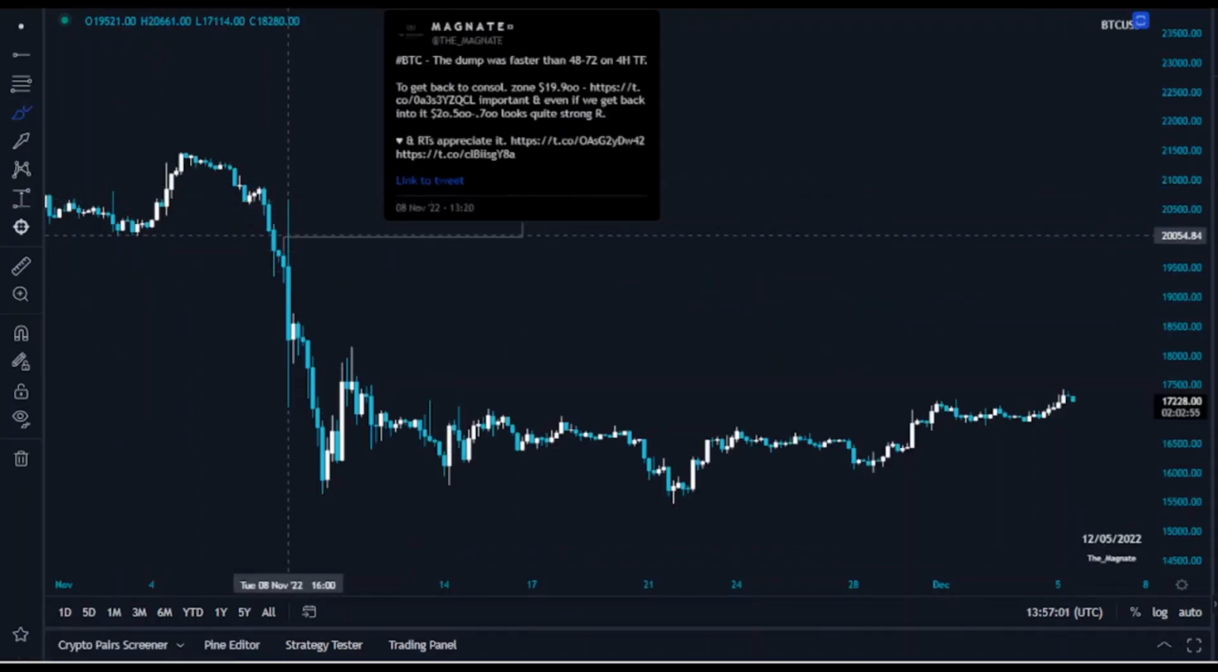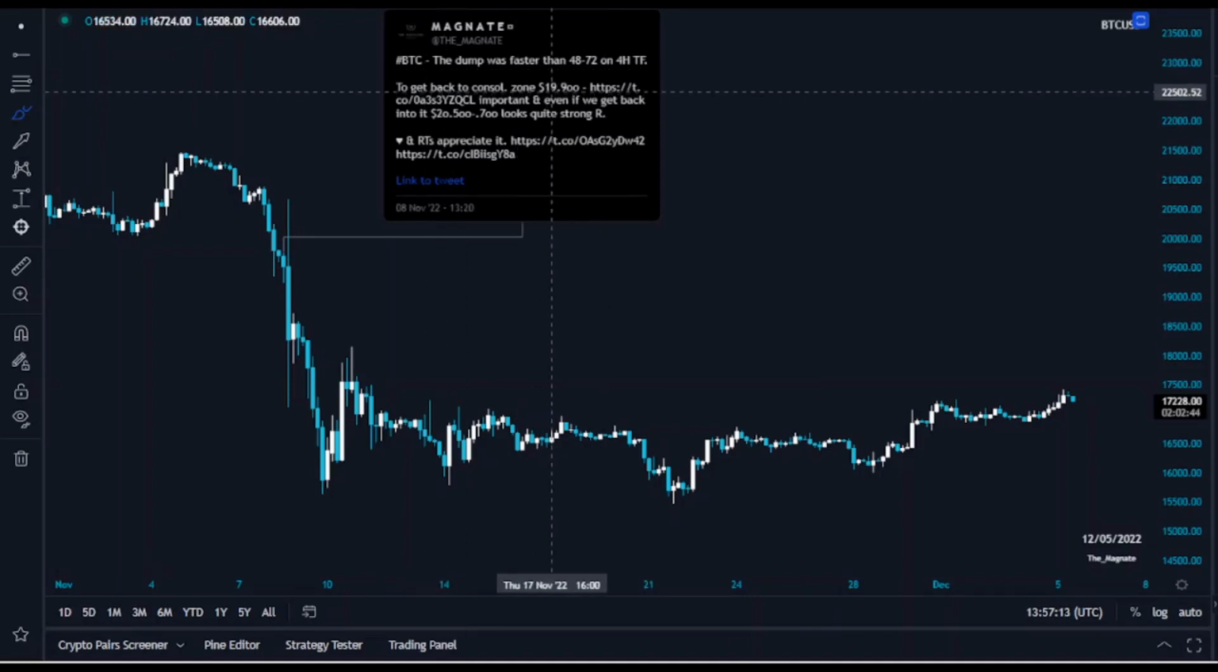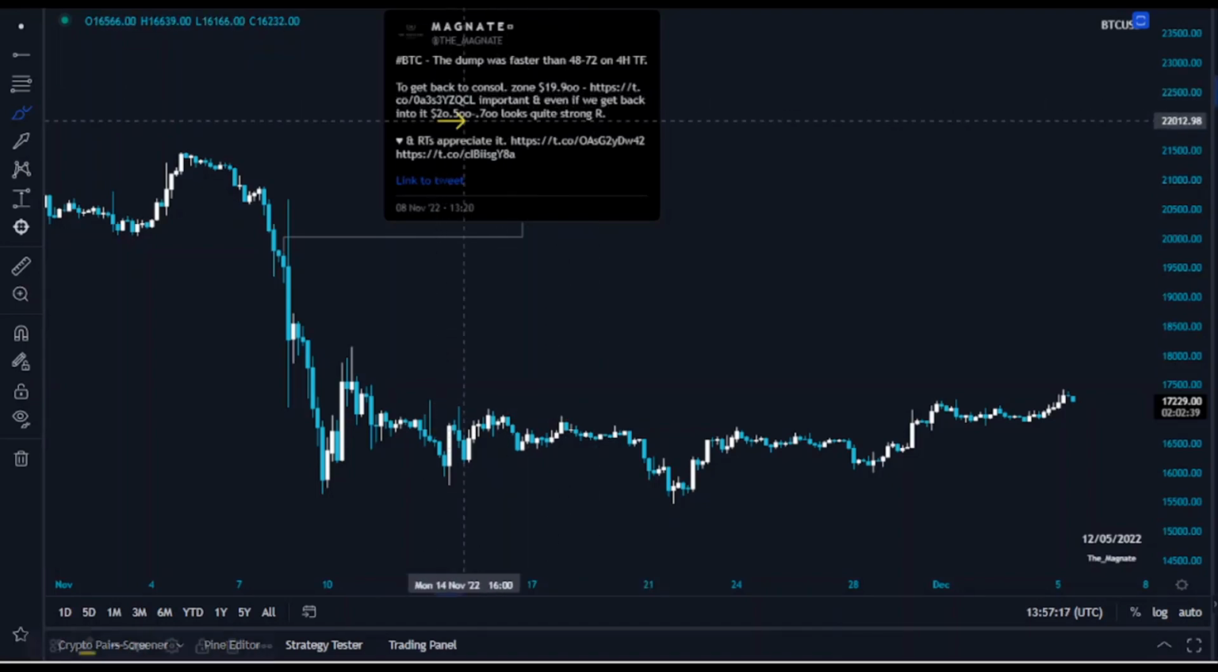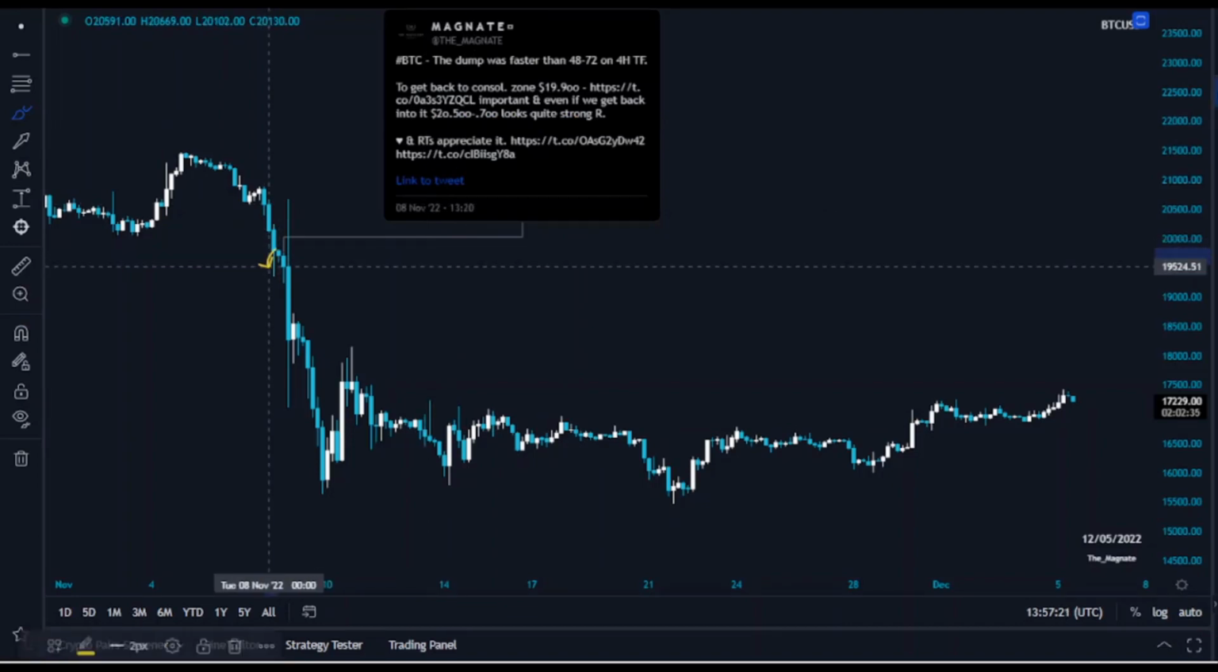However, as soon as we broke $20,000, as you can see, right in here, I was talking about dump was quite faster than 48 and 72 hours, which I mentioned via YouTube. And to get back into consolidation, 19,900 is going to be extremely important. Even though we're going to get back into it, 20,500 and 700 is quite strong resistance. And as you can see, that was, as I said, 6-7% pump. We took that trade as well, I mentioned via Twitter.